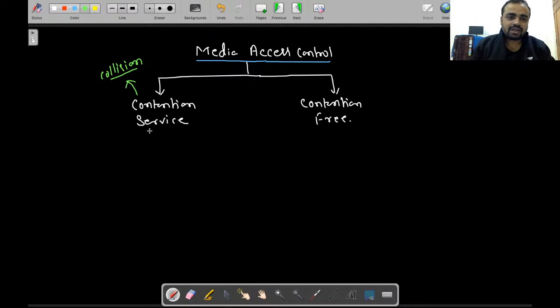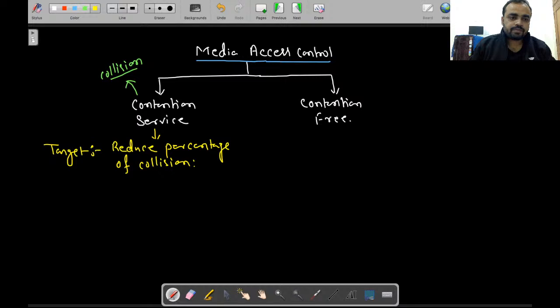So here our target is to reduce the percentage of collision. This is our target. Okay, in case of contention-free, there is no collision. A collision-free network means we will define such a protocol so that it makes the network collision free.